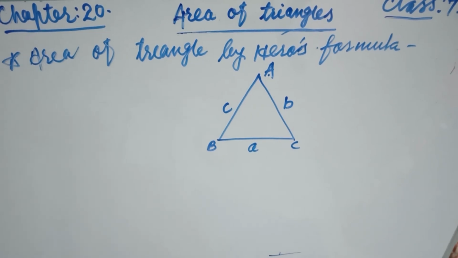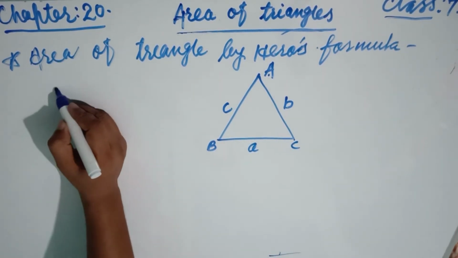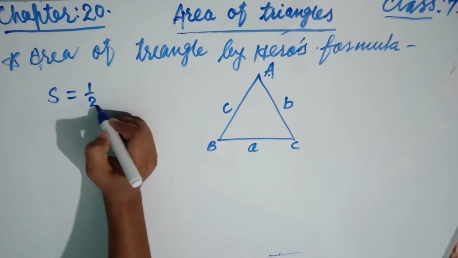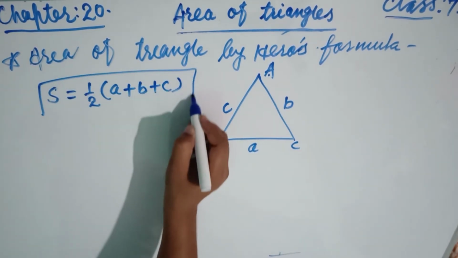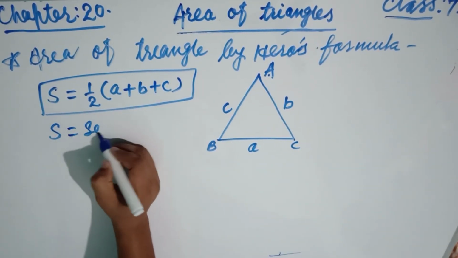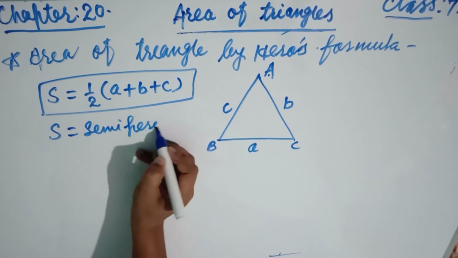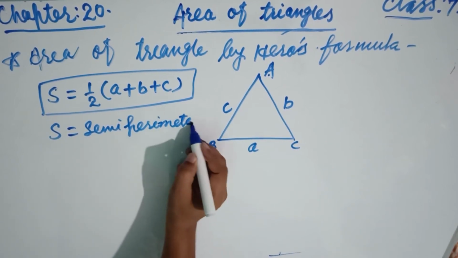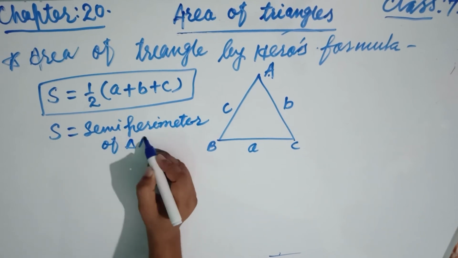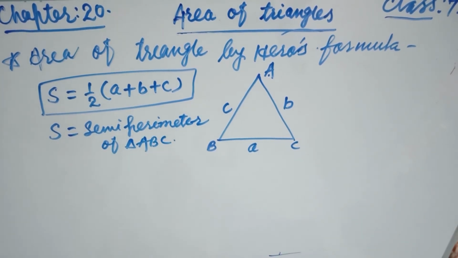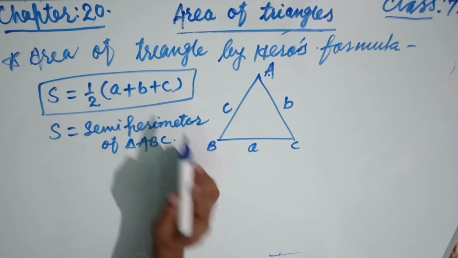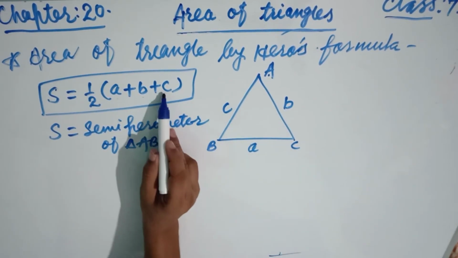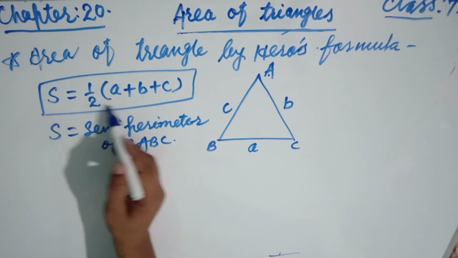Okay, friends. Now by Heron's formula, first S is equal to half of a plus b plus c. So what is S, friends? S is the semi perimeter of triangle ABC. Here, friends, S is the semi perimeter of the triangle because the perimeter of a triangle is the sum of its three sides. So the sum of three sides is here a plus b plus c, the first side, second side and third side, and half of that is called the semi perimeter.